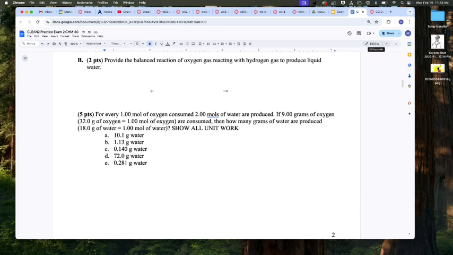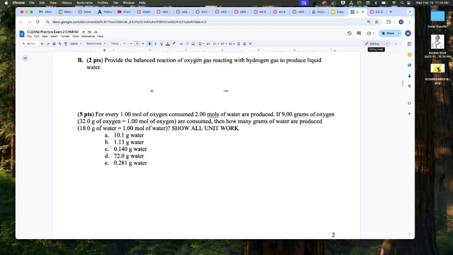So let's take a look at this question. Provide the balanced reaction of oxygen gas reacting with hydrogen gas to produce liquid water. At this stage in the game, you should be able to do that. So take a minute, write down that chemical reaction. The nomenclature and a little bit of the reactions within this system.